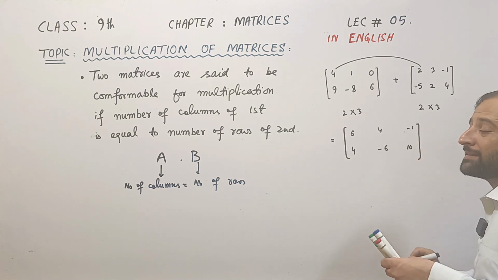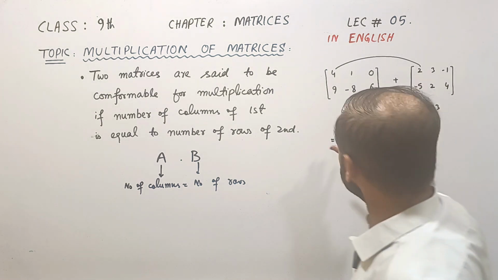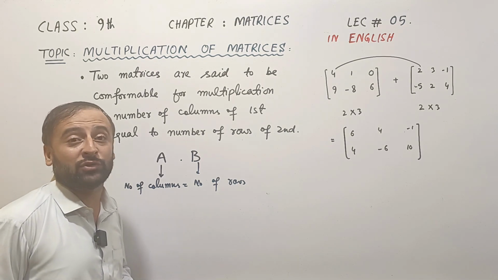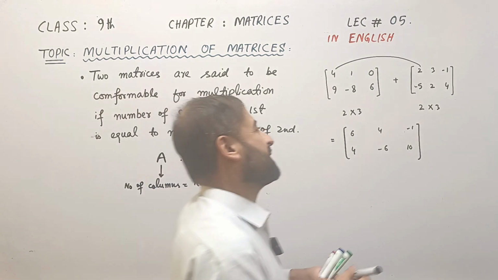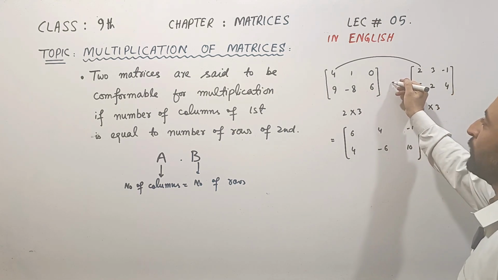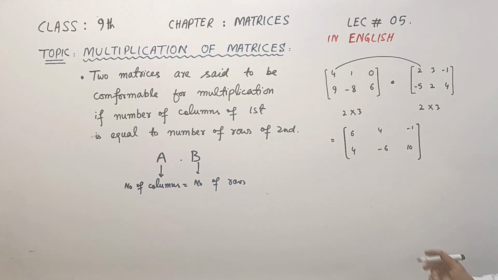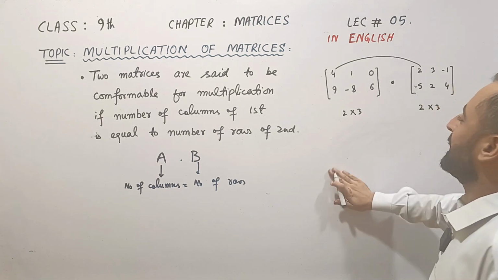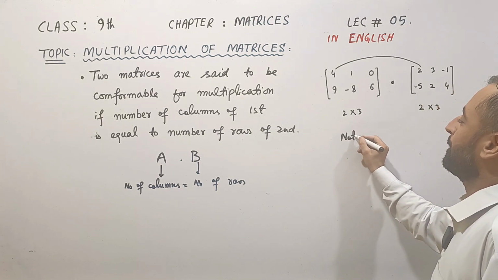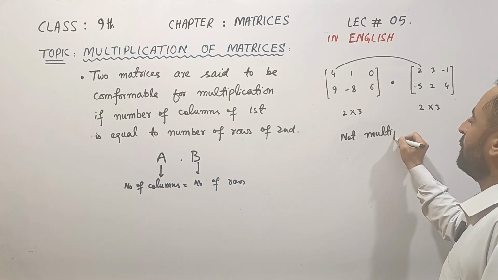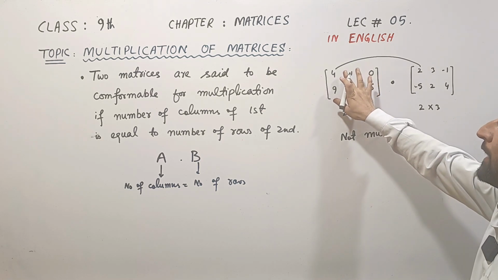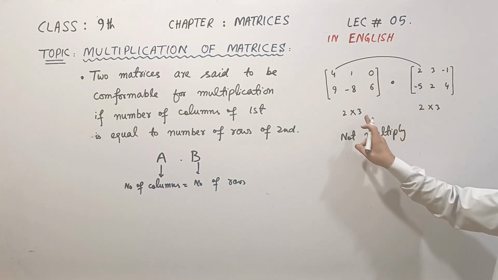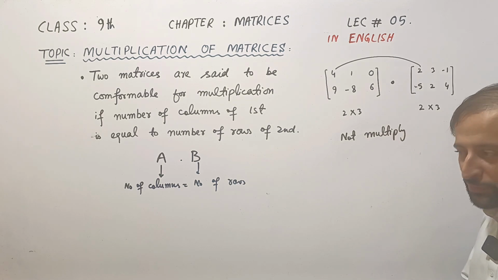But here the condition is that it is not necessary that the size should be same. Number of columns of first and number of rows of second will be equal. If someone tells me to multiply these two matrices, it is not possible to multiply them. Why? We will discuss in a short while. It is not possible because the first has 3 columns and the second matrix has 2 rows. The condition is not fulfilled. Number of columns of first must be equal to number of rows of second. So it is the first thing.